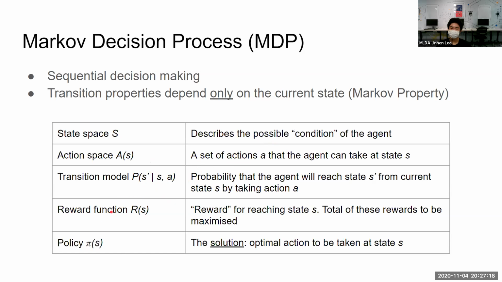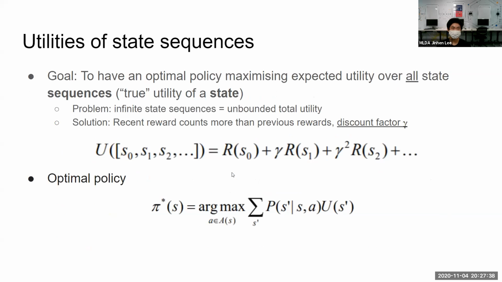And then your reward function is defined as the reward for reaching state S. The goal of your agent is to maximize the sum of these rewards. This is defined as the utility, and we'll talk more specifically about this later. And your policy is the optimal action to be taken at state S, pretty self-explanatory.